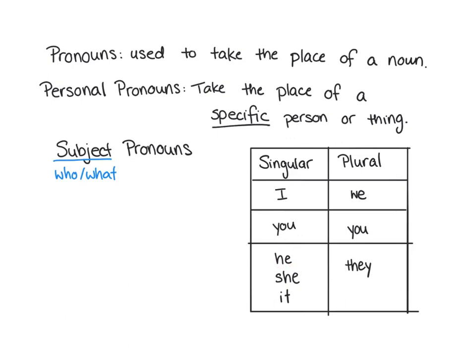If the subject of your sentence is he, she, or it: he is going to the park, she is going to the park, it is going to the park. If you're talking about maybe a dog, then you could replace it with they if there's more than one. They are going to the park. So this is one of the charts we're going to be looking at.